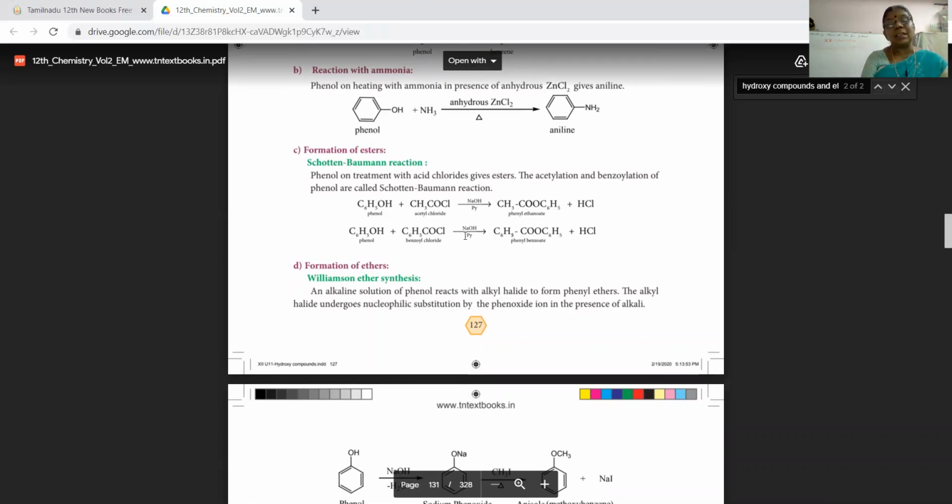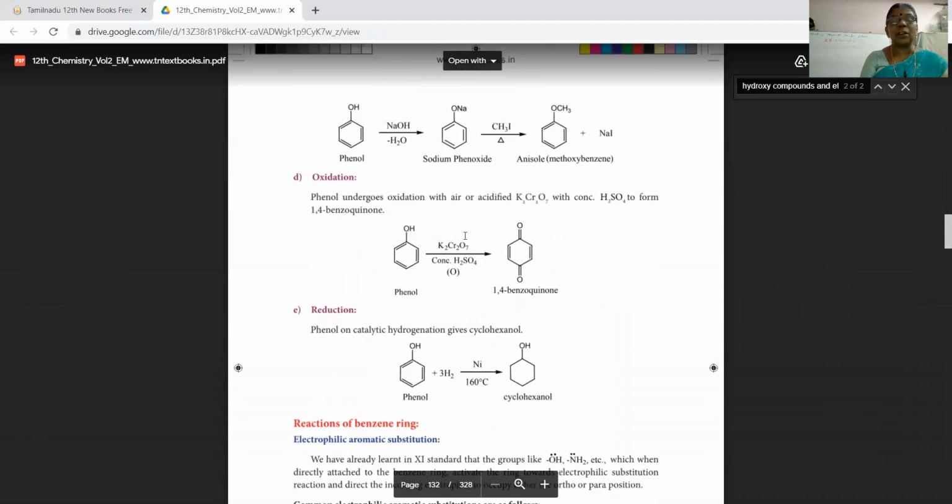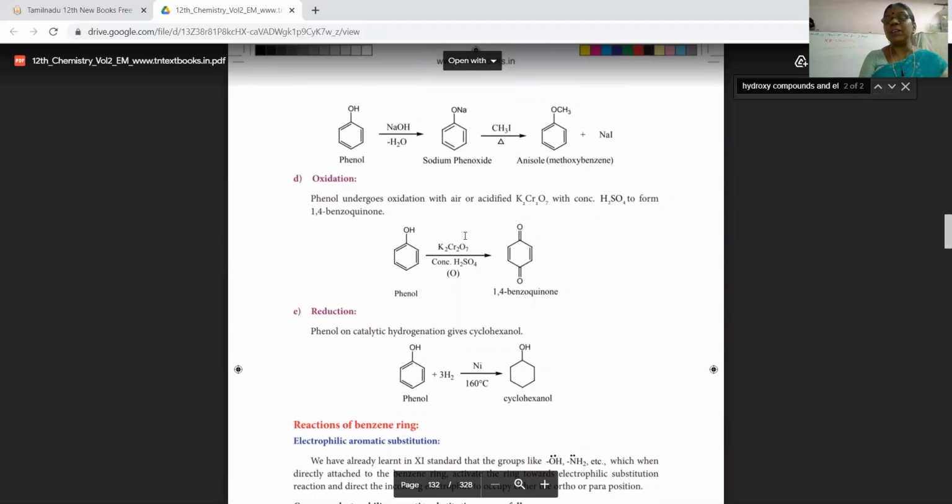Next is the formation of ethers. This is also called Williamson synthesis. An alkaline solution of phenol reacts with alkyl halide to form phenyl ethers. The alkyl halide undergoes nucleophilic substitution by the phenoxide ion in the presence of alkali. Alkali is nothing but sodium hydroxide. See, phenol, if it is treated with sodium hydroxide, first the H is removed and Na is substituted there, that is called sodium phenoxide. And again, if it is treated with ethyl iodide, the Na is removed and the alkyl group is substituted there, that is called anisole.